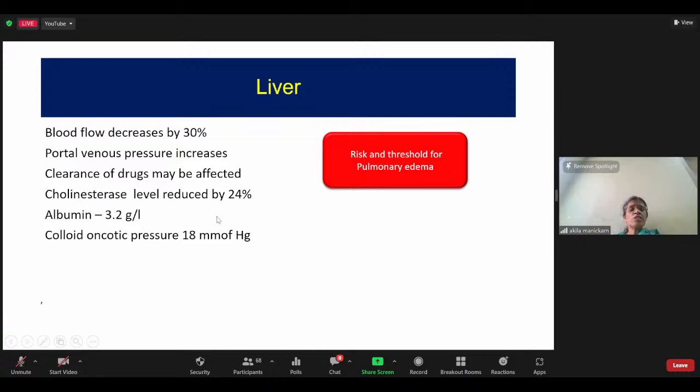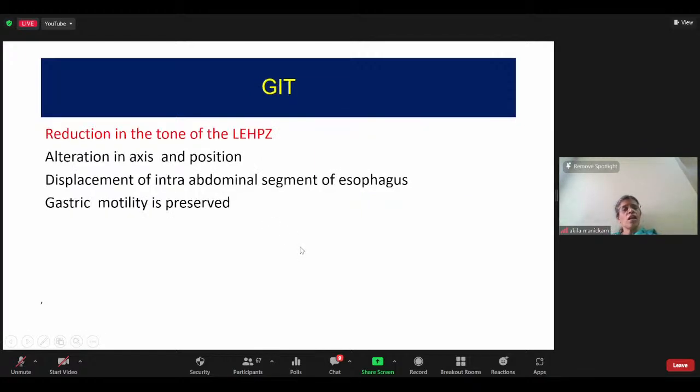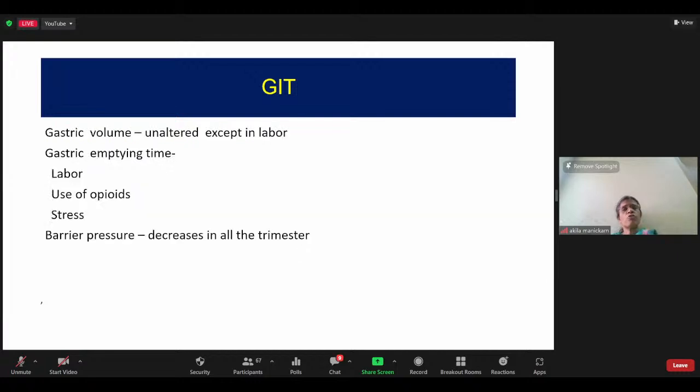Though the cholinesterase level is reduced by 24%, we don't see a clinical increase in apnea time following administration of succinylcholine. And when you look at the GIT system, we all know that these patients are prone to gastric aspiration. The reason for gastric aspiration, when you analyze, is the gastric volume, gastric emptying time, and the barrier pressure. These are the determinants which ultimately result in regurgitation and aspiration.